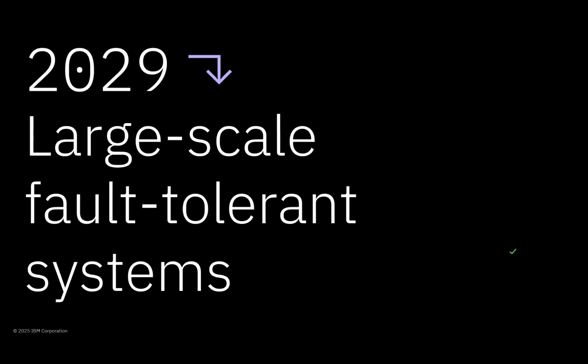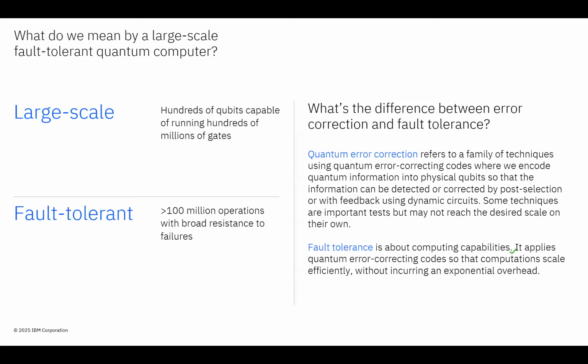Okay, let's talk a little bit about 2029, and how we want to achieve this breakthrough. First of all, we want to build a system which will have hundreds of qubits capable of running hundreds of millions of gates, and also more than 100 million operations with a broad resistance to failures. So this is the system which we want to show.